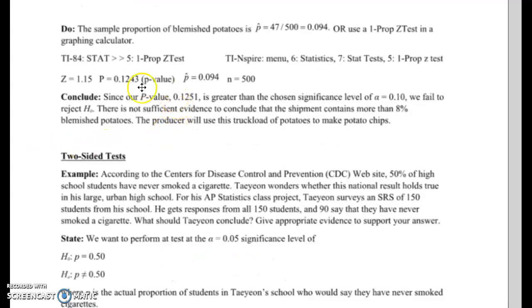And then my conclude, so our p-value, and look, the textbook got a little bit different p-value because they rounded. It's all with rounding. It usually won't be enough of a difference in the methods to get a different conclude. So regardless, our p-value, we got 0.122 and we got 0.124, I think. Either case, they're greater than the significance level of 0.10, so we fail to reject the null hypothesis. And we conclude in context, there is not sufficient evidence to conclude the shipment contains more than 8% blemished potatoes.